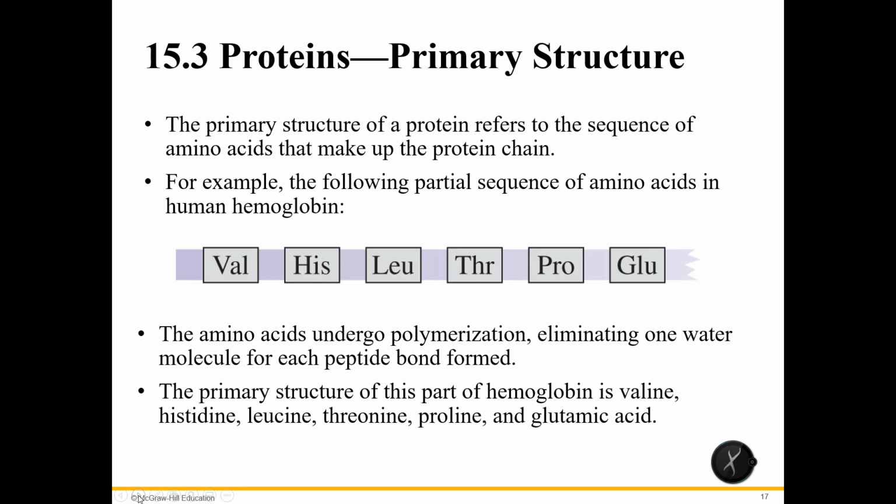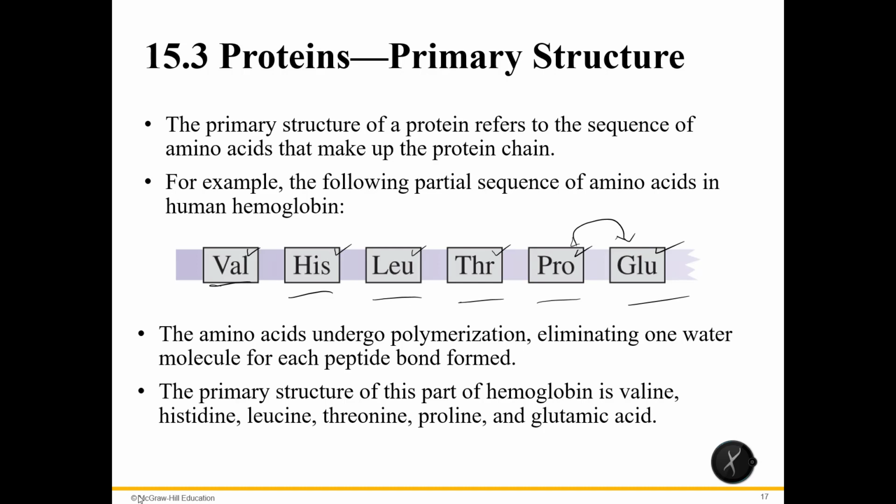So here's how it works. The primary structure of a protein refers to the sequence of amino acids. So here's your amino acids, and depending on this sequence, that's going to determine what protein we're talking about. So if I swap these and make the proline and the glutamic acid different, just swap places, that changes the protein. All right. So based on the sequence of amino acids, we get different proteins.